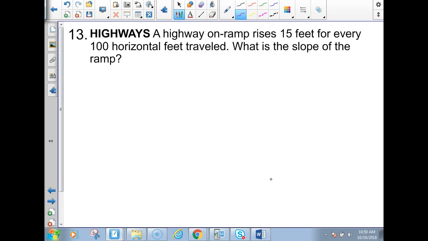On a map, okay, a highway on a map. This is like the airplane one I did in the notes. Okay, rise is 15 feet. So rising would be going up. So that would be the top of the slope. Now it says horizontal. That's going right or left. So that's going to be the bottom of the slope. And then you just need to reduce.